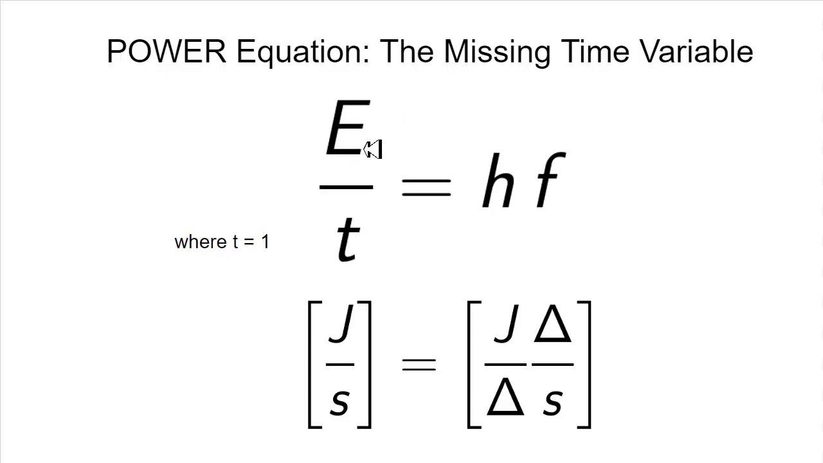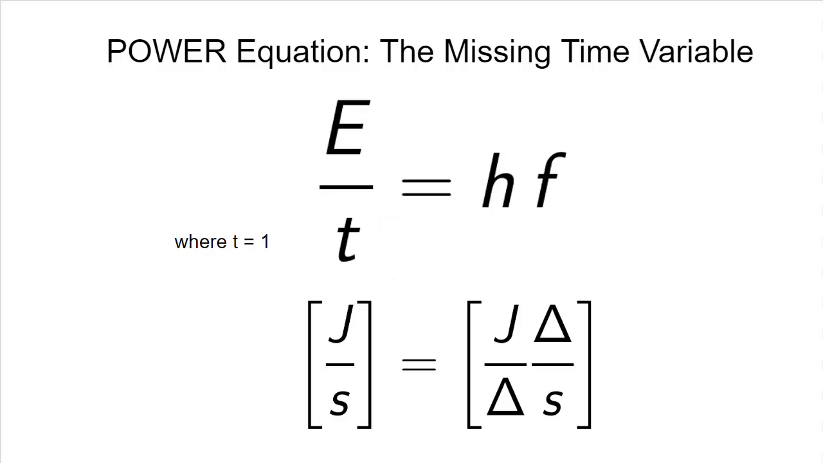So now energy over time has units joules per second. Power has units joules per second. But now E has a unit and T has a unit. So now both of these units have a corresponding member in the body of the equation. H has units joule per cycle. Frequency has units cycles per second. Okay, so I just put this missing time variable back in the equation where it belongs.